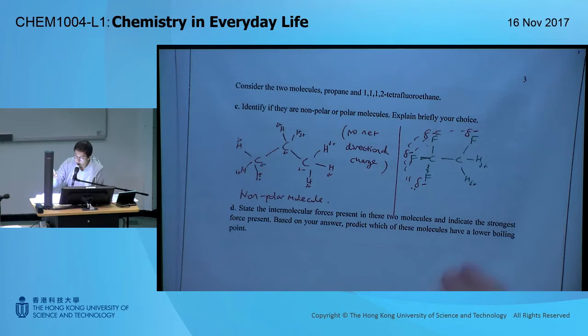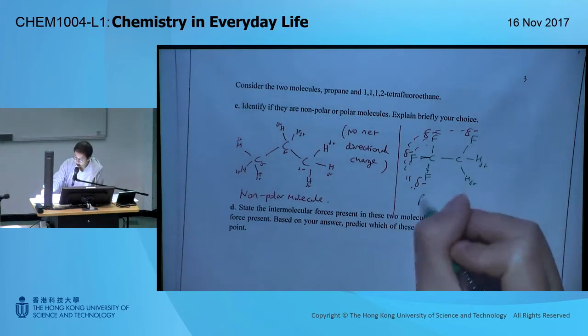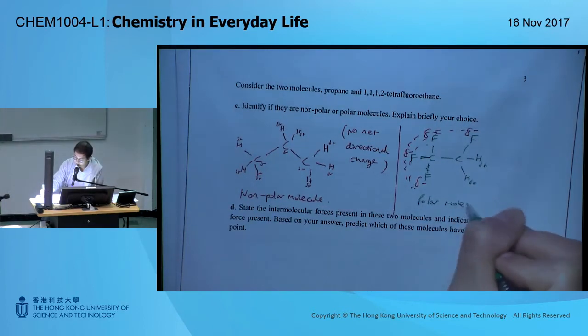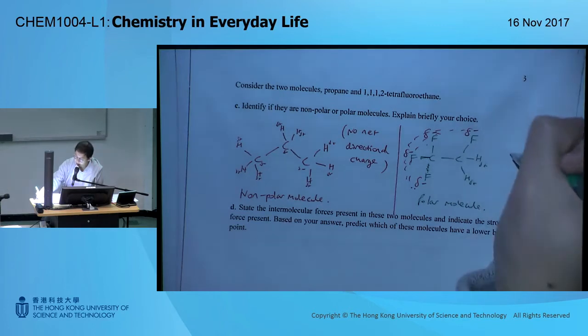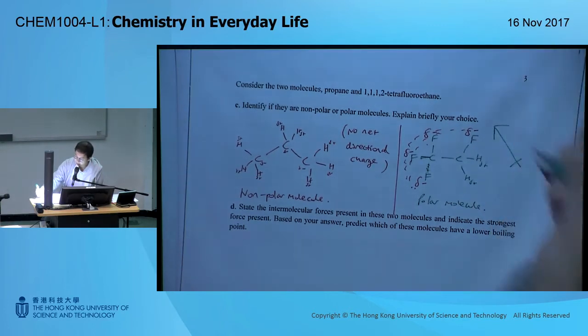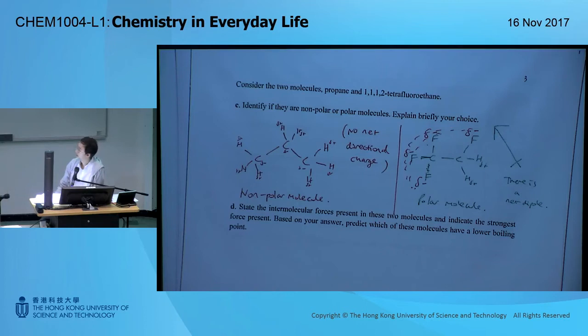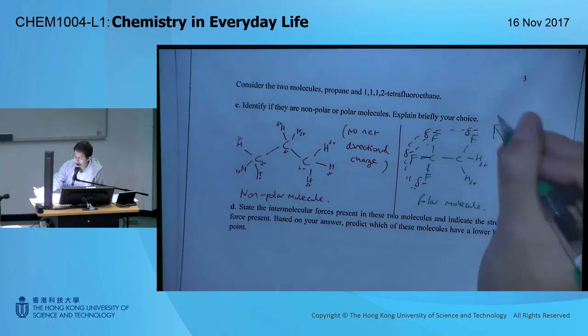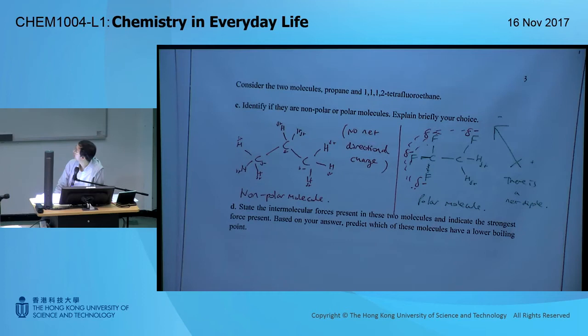So this is a polar molecule. There's a net dipole. So there's a net dipole in this direction. Okay. This is the positive side. This is the negative side. So polar molecule, non-polar molecule.